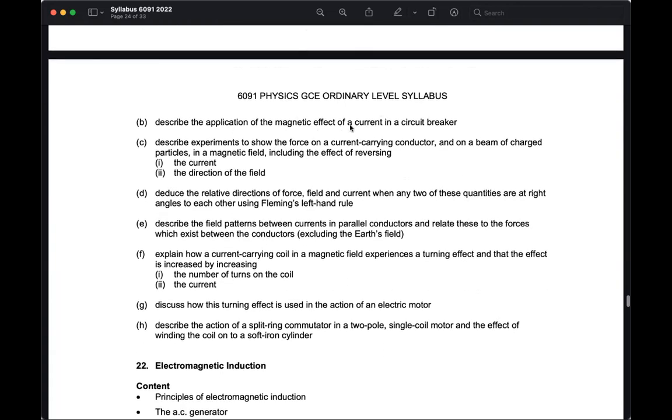Okay, part B, I think we have done this before. How does this magnetic effect of a current, yeah, you see Ryan always in the toilet one.